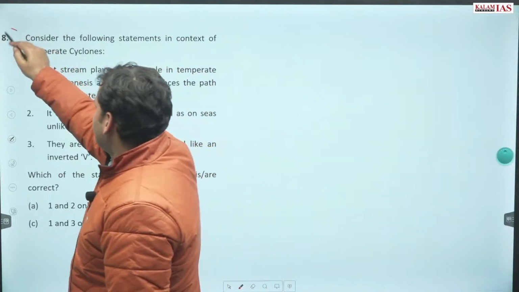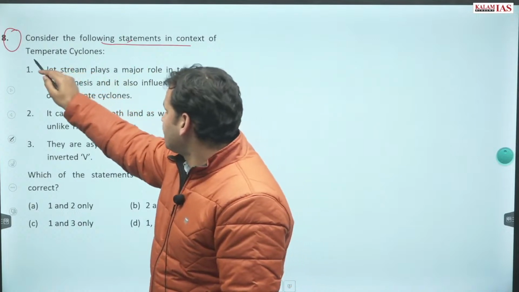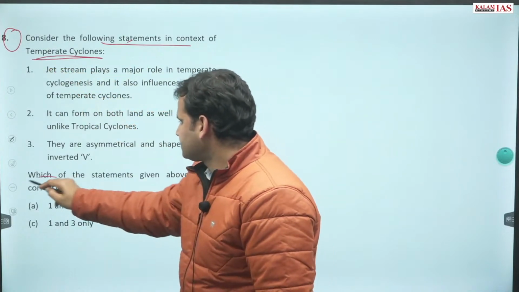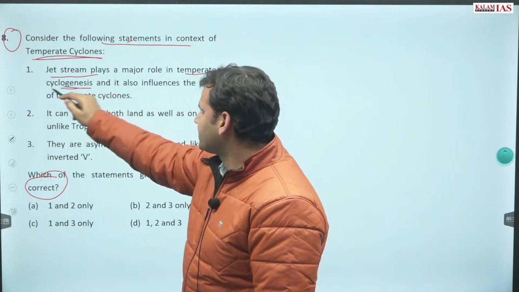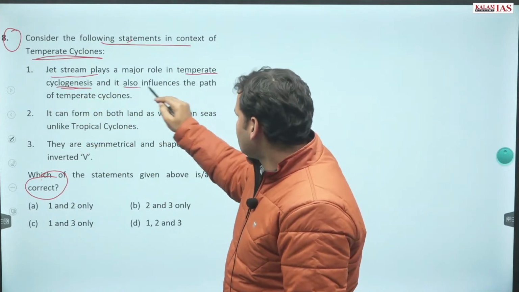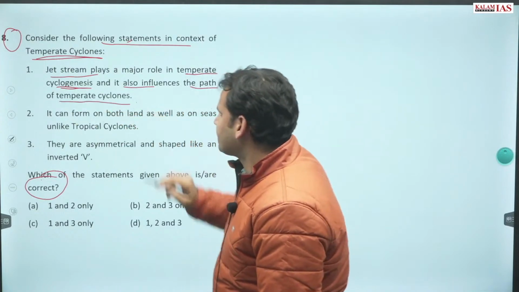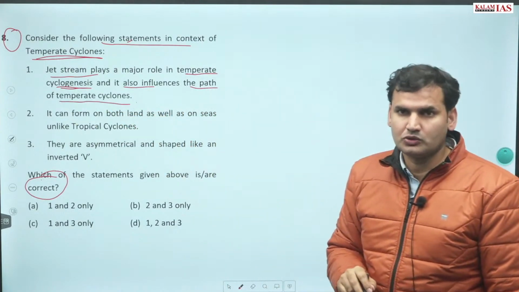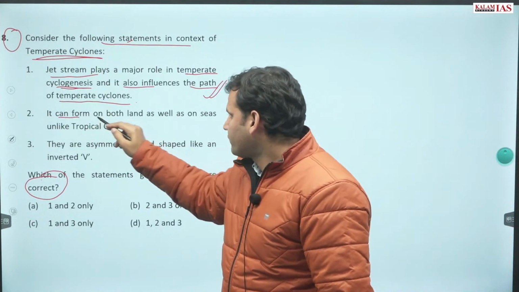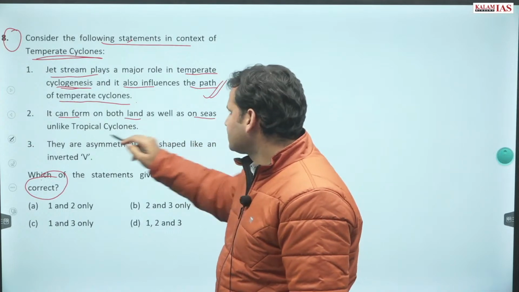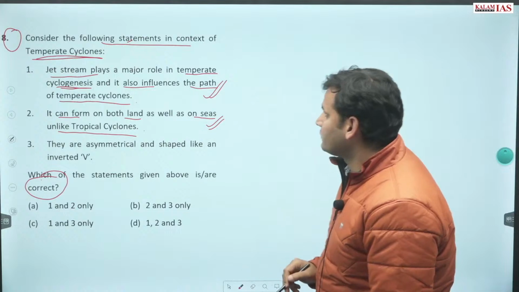Moving to question number 8. Statement in context of temperate cyclones. Jet streams plays a major role in temperate cyclogenesis and it also influences the path of temperate cyclone. Yes, this is true. It can form on both land as well as on seas, unlike tropical cyclones. Yes, this is very much true. Why this is very much true?